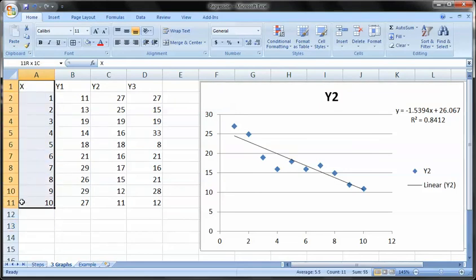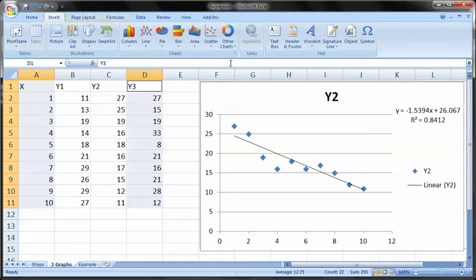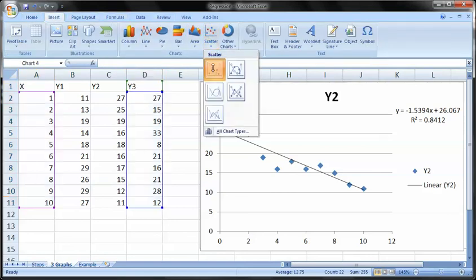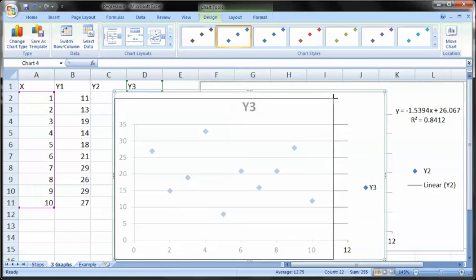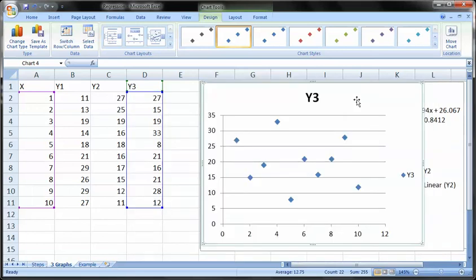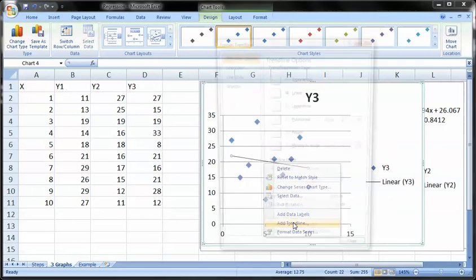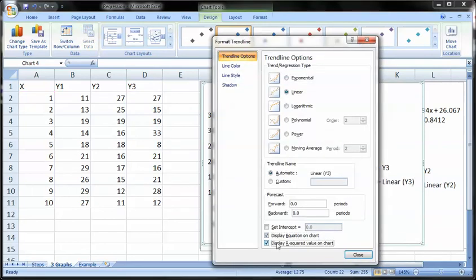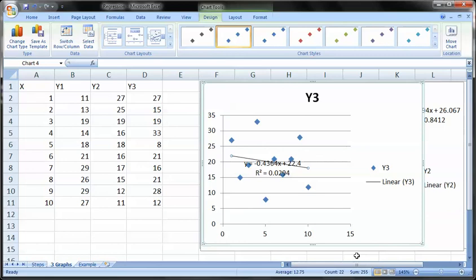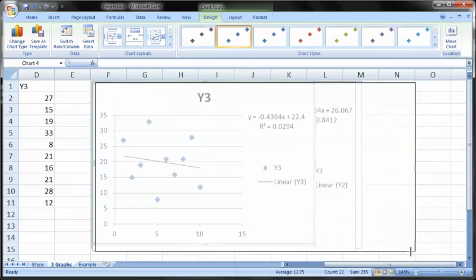Alright, and let's take a look at y3. Again, highlighting my x, with the control button down, highlighting y3. Going to my insert, my scatter plot. Now this one is a lot more chaotic than the ones before. What we're going to expect to see is a much lower r squared value than before. So clicking any one of the points, adding trend line, linear, display equation, r squared, close, and let's expand that out a little bit.